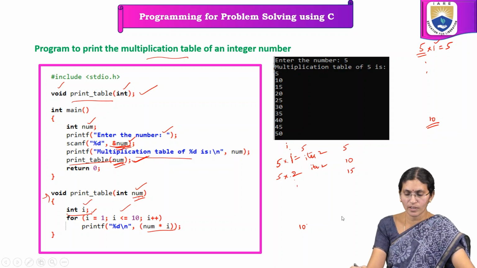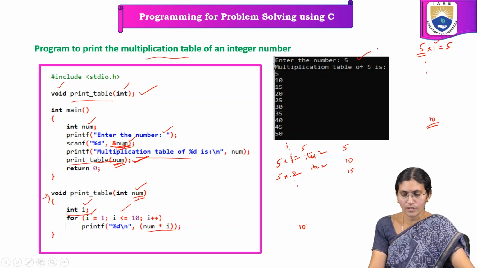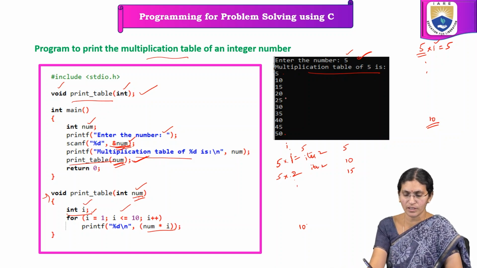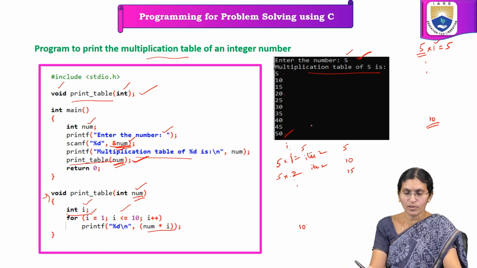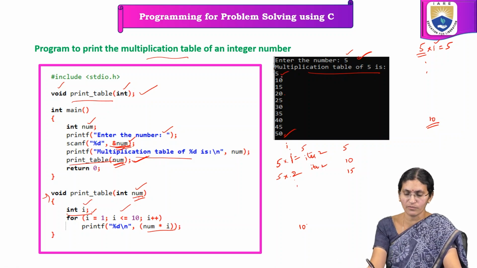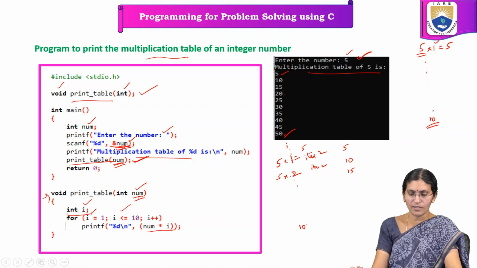So when we run this program, on the screen we'll get enter the number, and the number entered by the user is 5. It will print the multiplication table of 5 from 1 to 10: 5, 10, 15, 20, 25 and so on up to 50. You can modify this program also in order to print the multiplication table from 1 to 20, or in any way the user or the programmer wants.